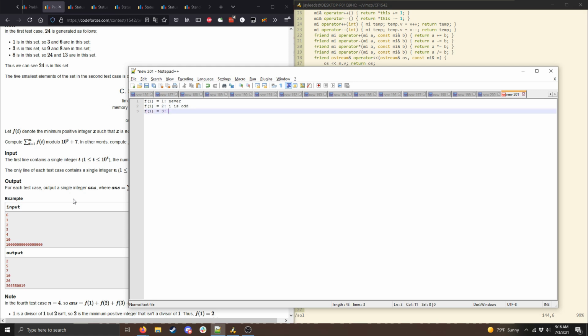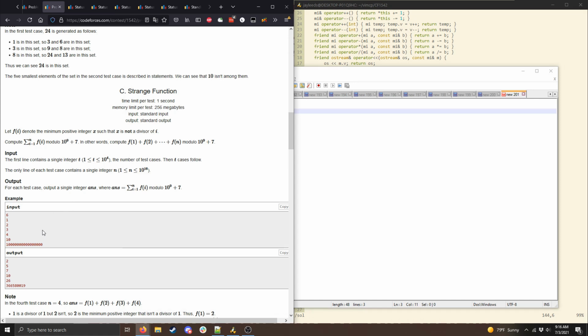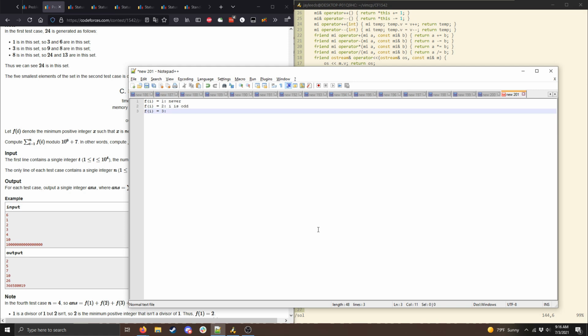What about f of i equals 3? So first of all, in order for 3 to be the minimum positive integer not a divisor of i, that means 2 has to be a divisor of i. So i has to be divisible by 2. But also 3 cannot be a divisor of i. And in particular, since we've already said that i has to be divisible by 2, saying that i cannot be divisible by 3 is equivalent to saying that i cannot be divisible by both 2 and 3. So it can't be divisible by the LCM of 2 and 3, which is 6. So that means for f of i to be 3, i has to be divisible by 2, but not 6. Okay, and so what about 4?